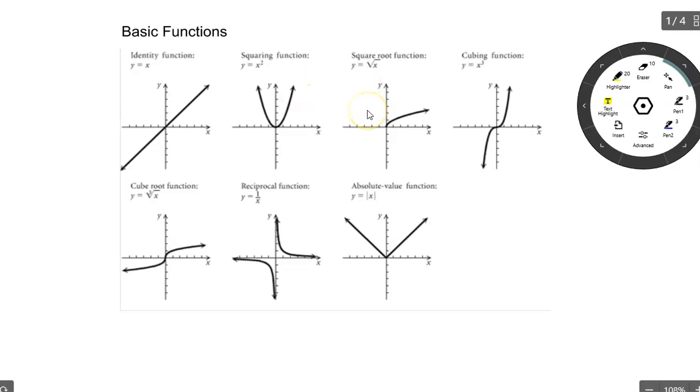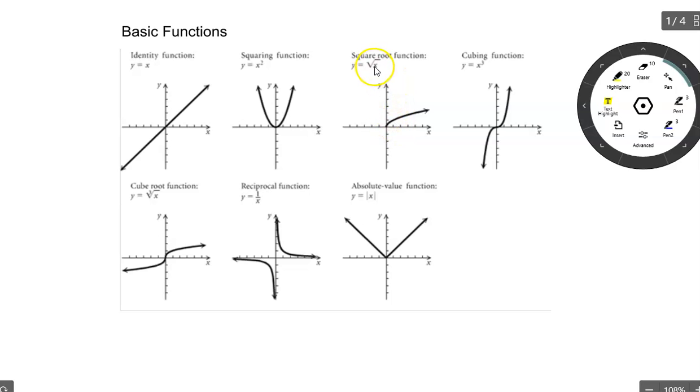The rest of these I want you to be familiar with, but we're not going to dive in as deeply. But when you see them, I'd like for you to just recognize what they are. So, the square root of x, and you can plot some points. Let's pick an x and we'll find the y. Plug in 0, the square root of 0 is 0, so you can see it goes right through the origin.